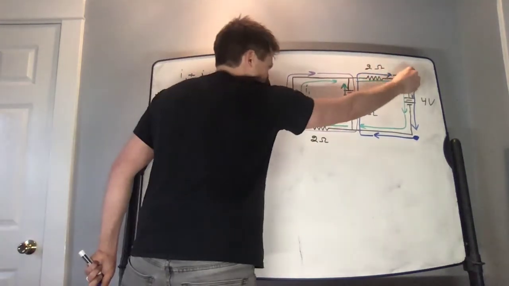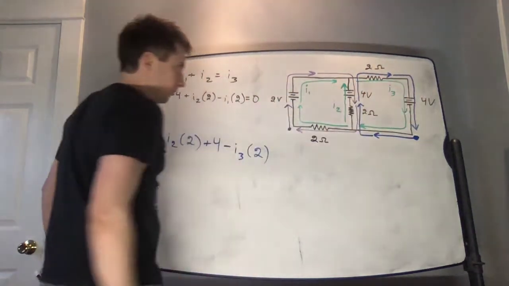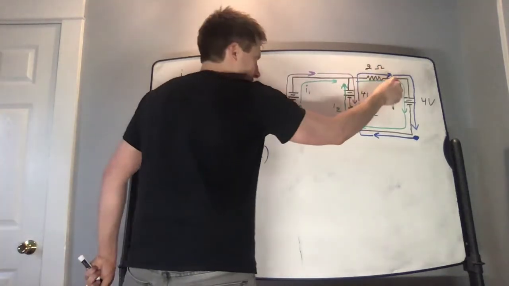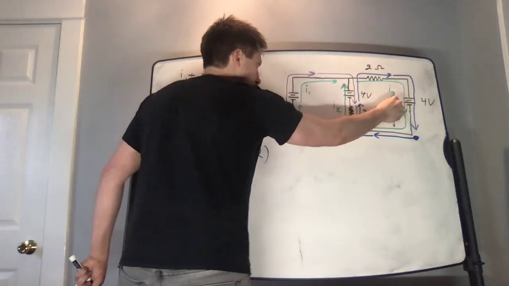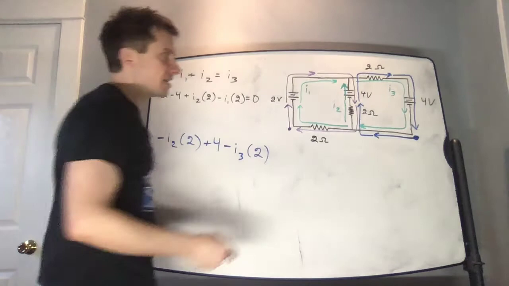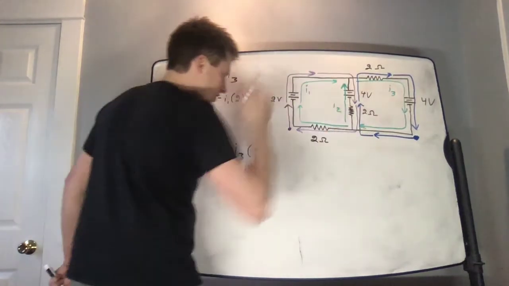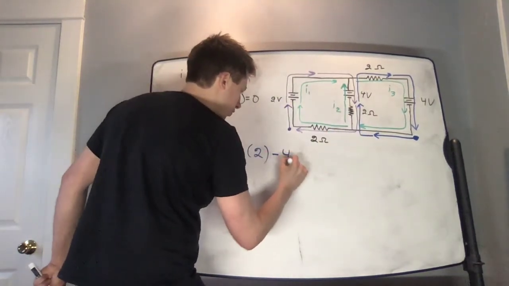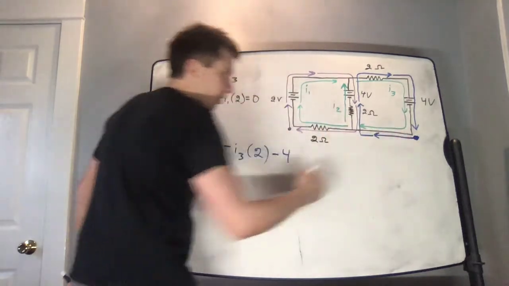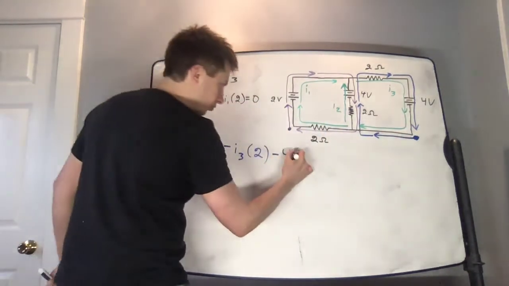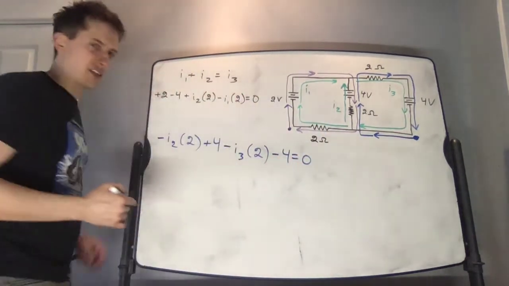We then travel downwards and we encounter this 4 volt battery. Now we are traveling from the positive terminal to the negative terminal of this 4 volt battery. So the change in voltage as we cross this battery will be minus 4 volts. And we return to our starting point and set the total change in voltage around this loop to be 0.